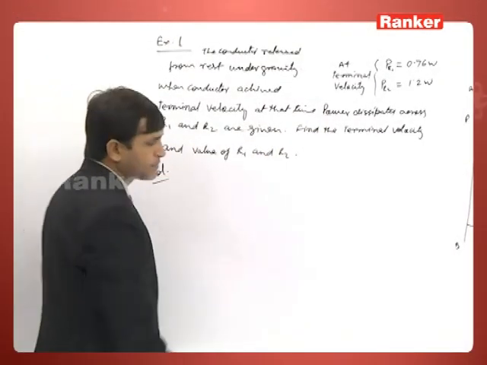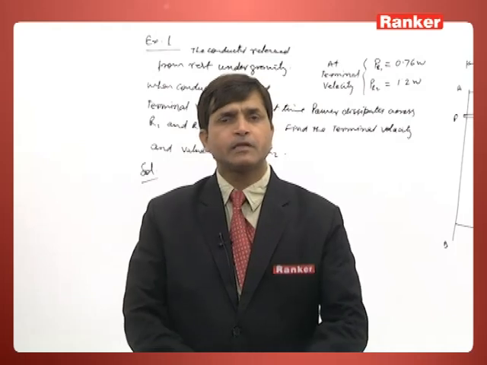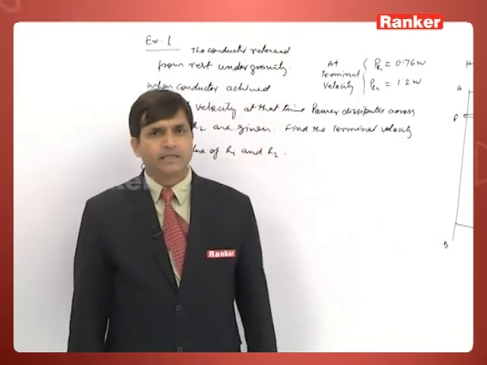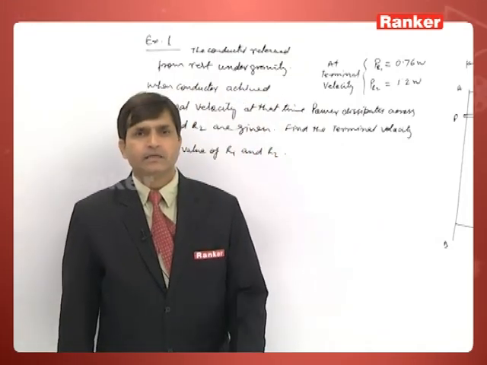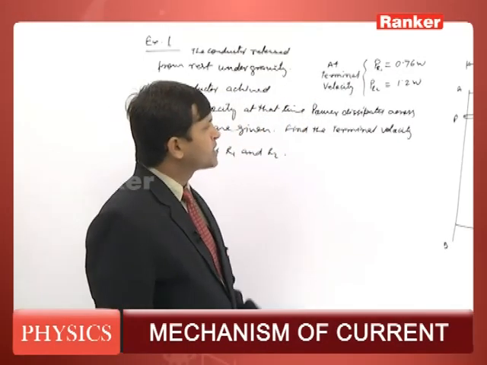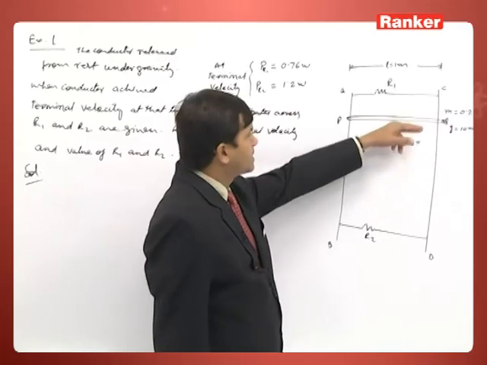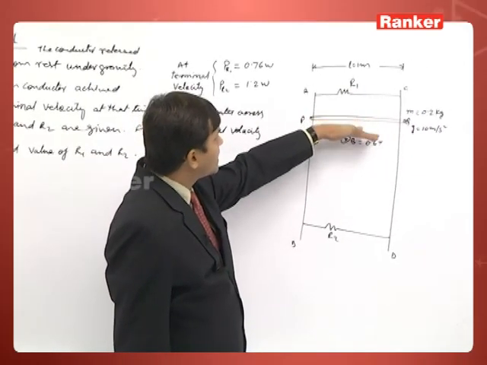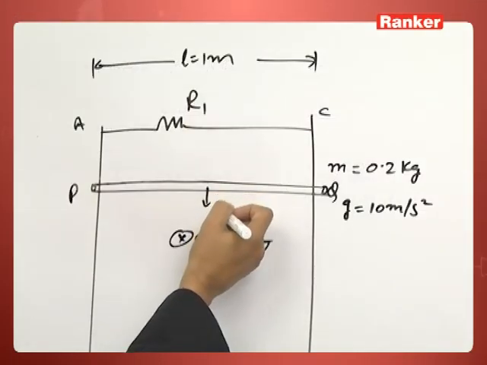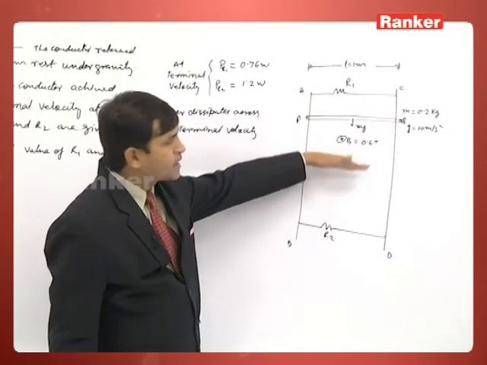First of all, as I said, the meaning of terminal velocity: terminal velocity can be said as a final velocity. Final velocity means there is no further change in the velocity, which means the net force on it is 0. So first of all, we will check what forces are acting on the conductor PQ. As soon as it is released from rest, at that moment only mg is acting downward. Gravity is acting, and under the effect of gravity it starts coming down.